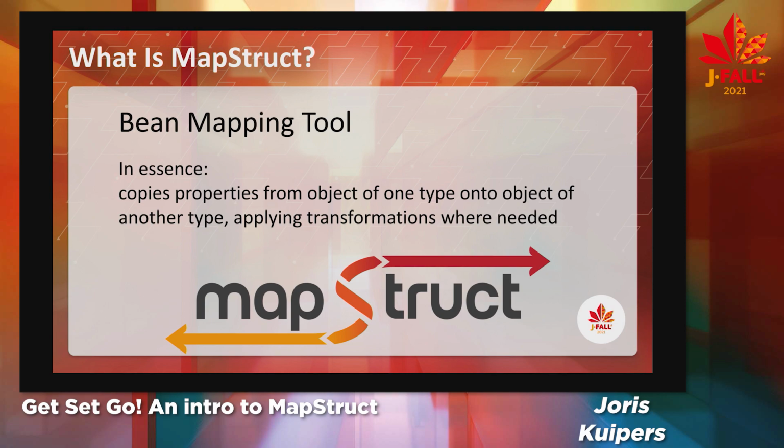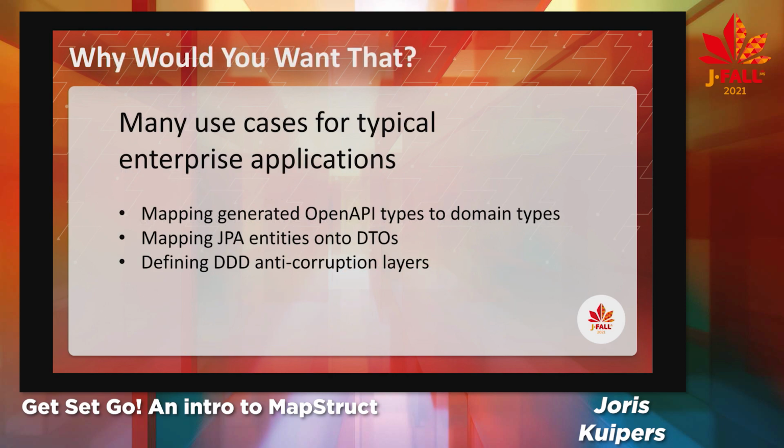Today I will be talking about MapStruct. MapStruct is a bean mapping tool, which basically means that it's a tool that helps you to take an object of one type and map it onto an object of a different but similar type. I chose this topic because I think it's worthwhile to know, and also because the logo matches the JFall theme perfectly, as you can see here. That's also very nice for slides.